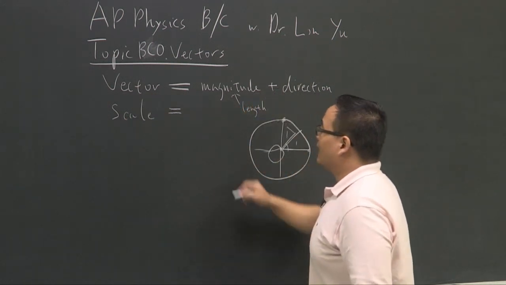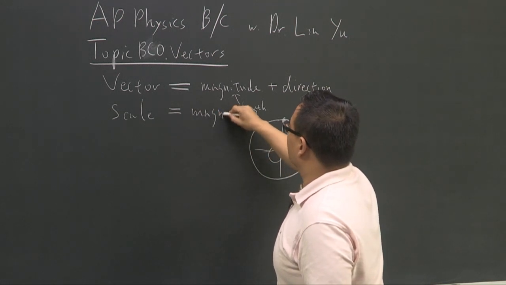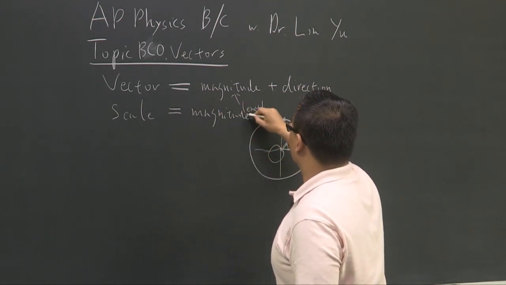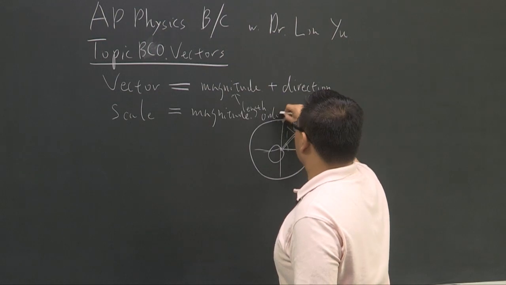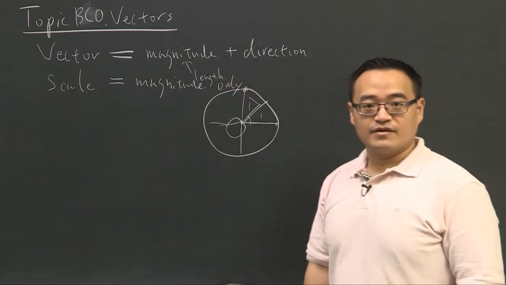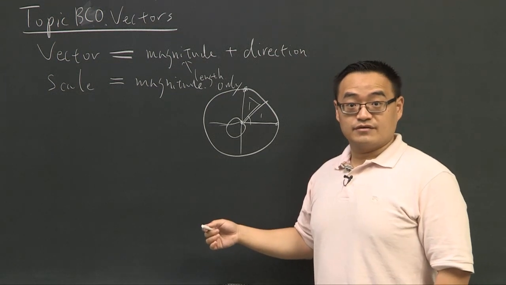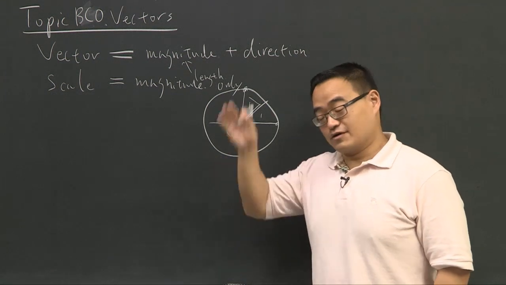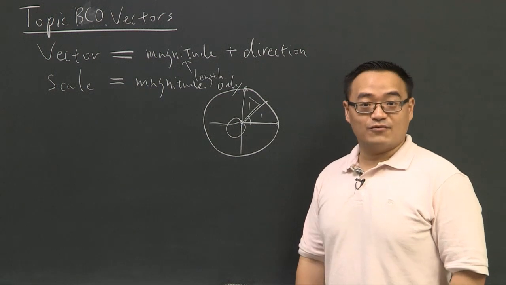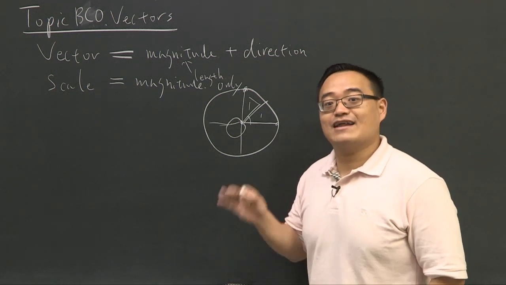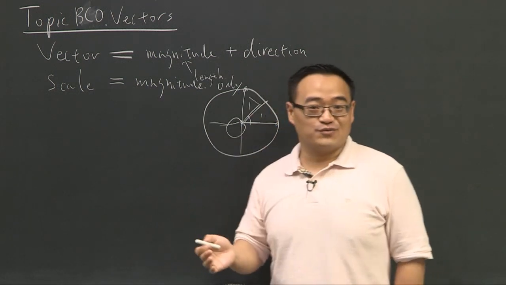Okay? And that means it's magnitude only. We're used to that. We're used to this scale concept, right? We always say, all right, we're going to jog for a mile. We're going to jog for 5 miles. We only have the magnitude. We don't have the direction because we assume we know where we're going.